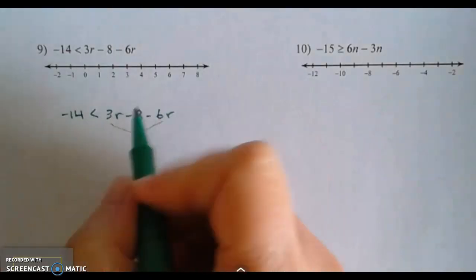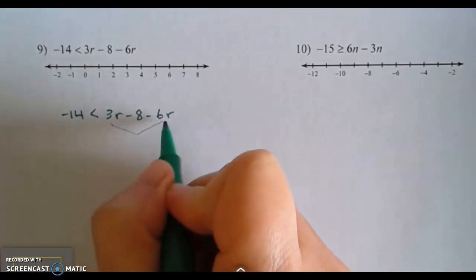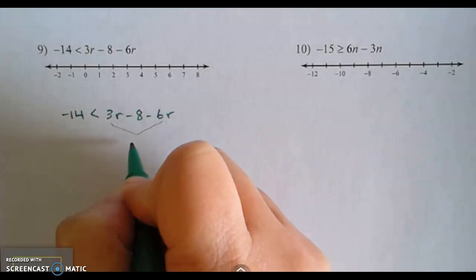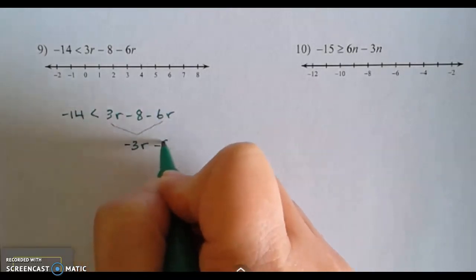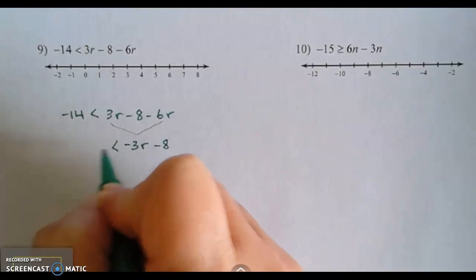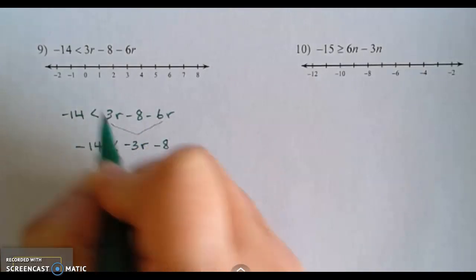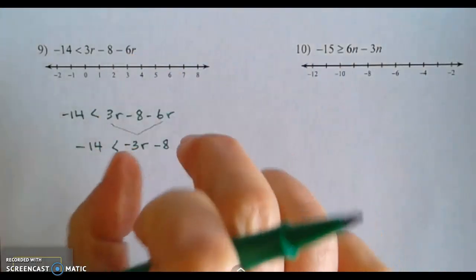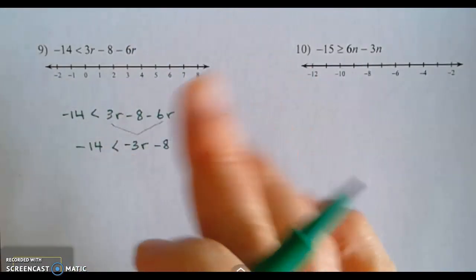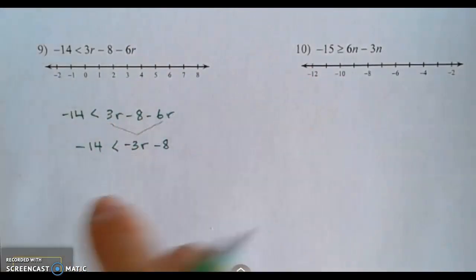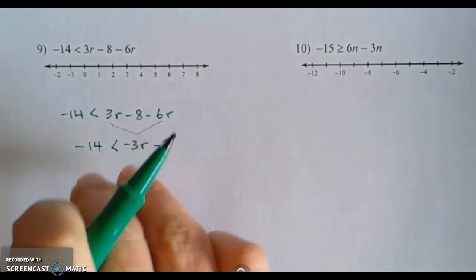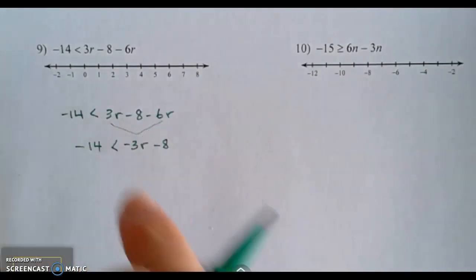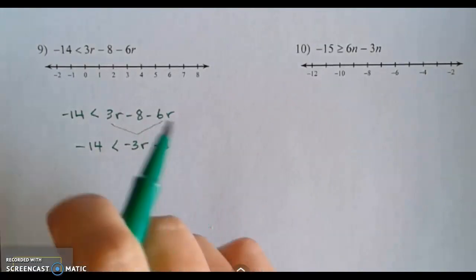So we need to combine those. 3r minus 6r, that's going to be how many r's? That's negative 3r. And we still have negative 8 on the right hand side, and negative 14 is less than that. When you're doing anything on one side of the inequality sign, you don't need to worry about the inequality sign. It just stays the same. It's only when you are multiplying or dividing both sides by a negative number.